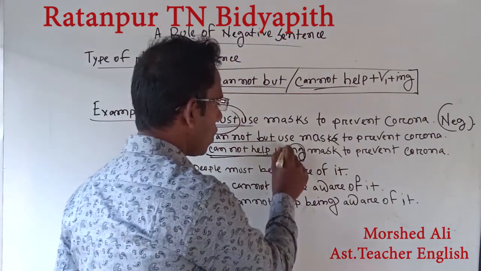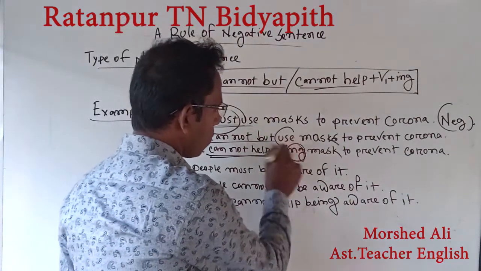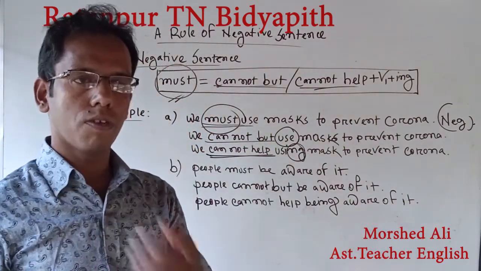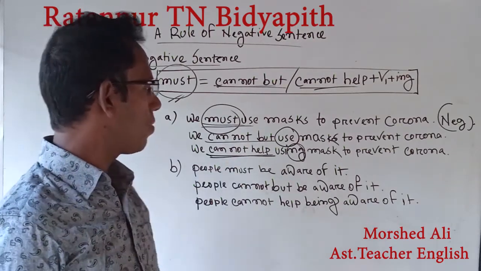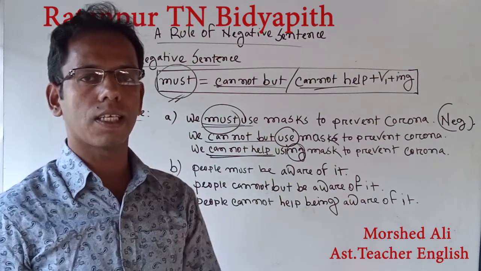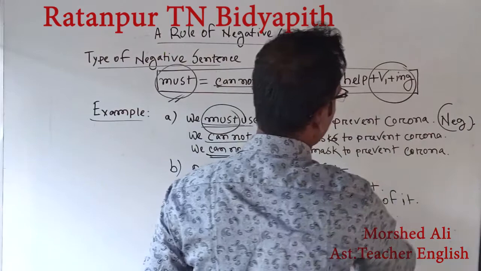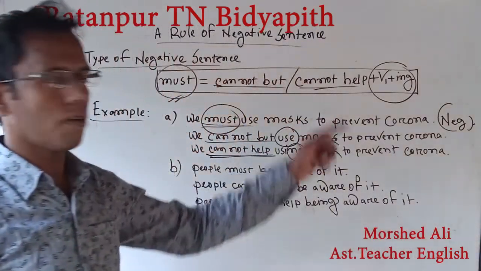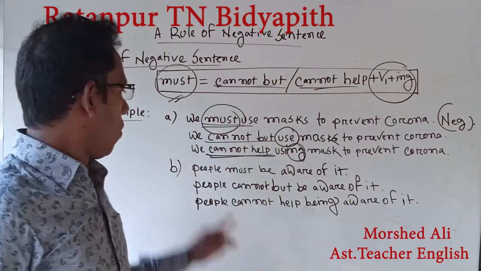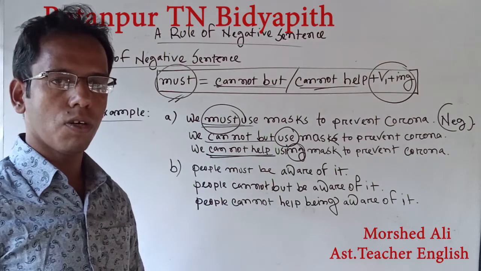That means using. Here we find the main verb is use. And for the use of cannot help, we have to use using as structure. As we found in our previous class, I told you that you have to use cannot help plus V1 plus ing. That's why I have used it here. We cannot help using mask to prevent corona. It is clear, I think so.